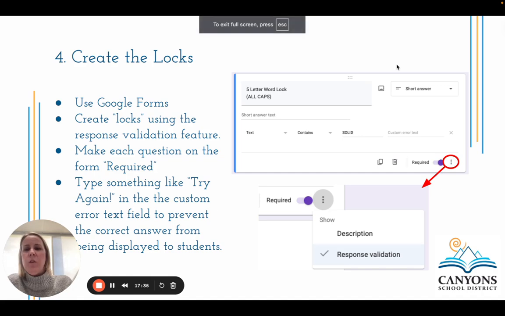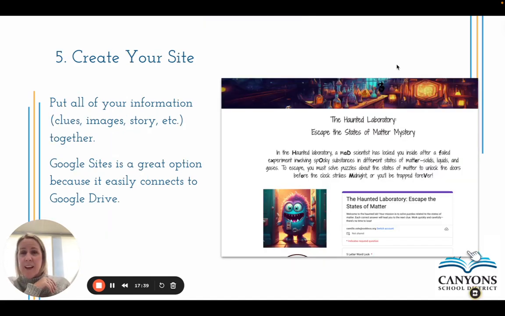And then after you create your locks, you create your Google form, then the last step is putting your Google site together. This Google site is what's used to really put all of your information together into one landing place. And then something I'll show you that I did as well is I actually used part of my site as part of the clues. So it was part of the lock that they needed to figure out.